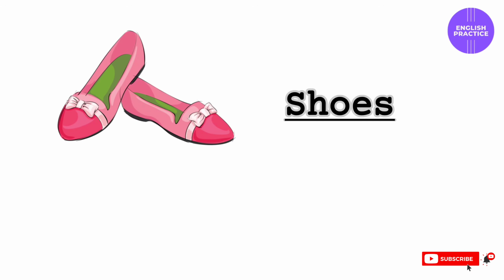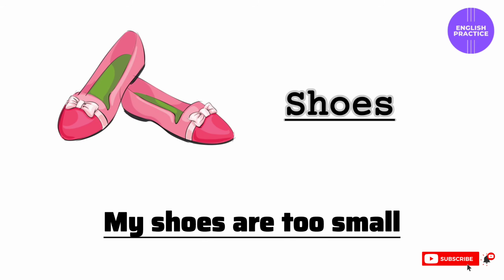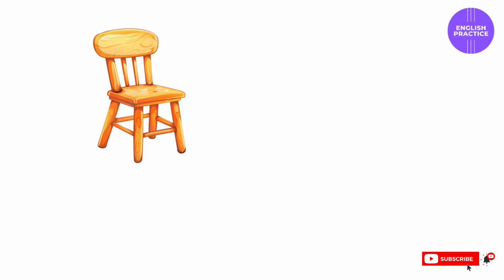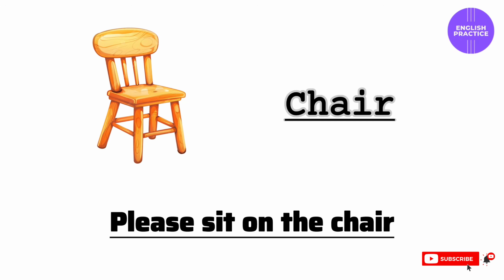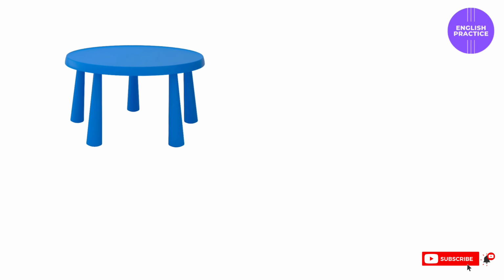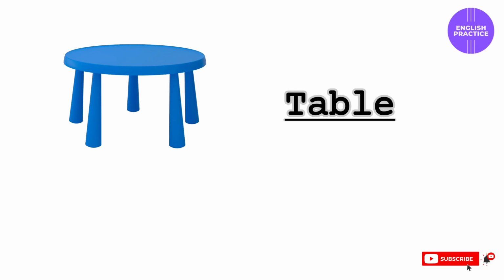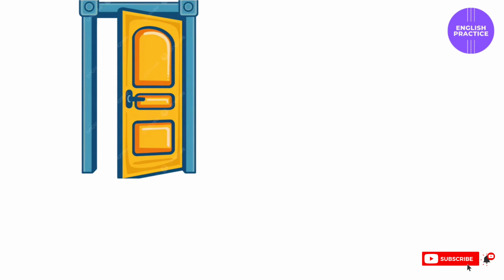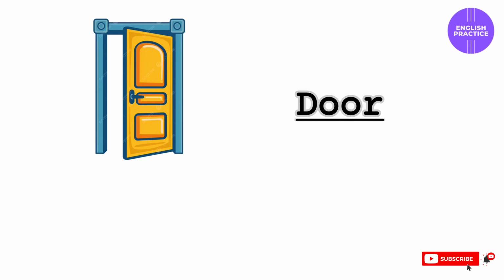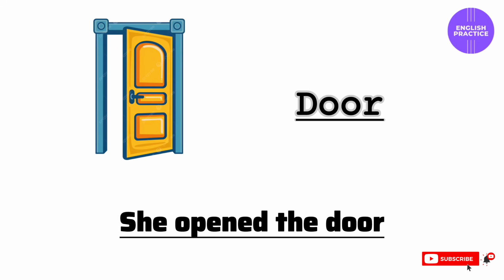Shoes. My shoes are too small. Chair. Please sit on the chair. Table. We had dinner at the table. Door. She opened the door.